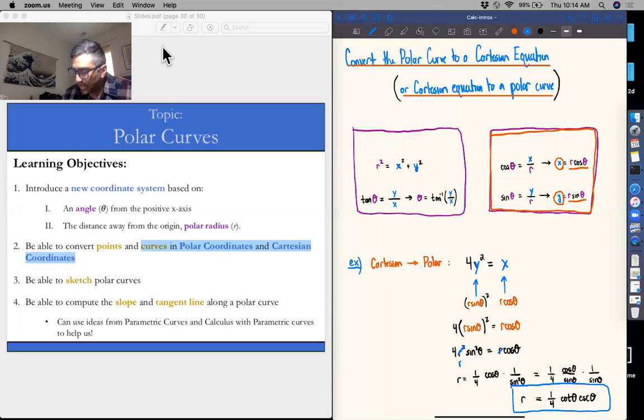So in this example, again, we started off with this Cartesian equation, and we're ending up with its polar curve representation. r is equal to some function of theta. And again, this was possible by using those translation equations. Well, let's do another example, except this time take a polar curve and convert it into a Cartesian equation.